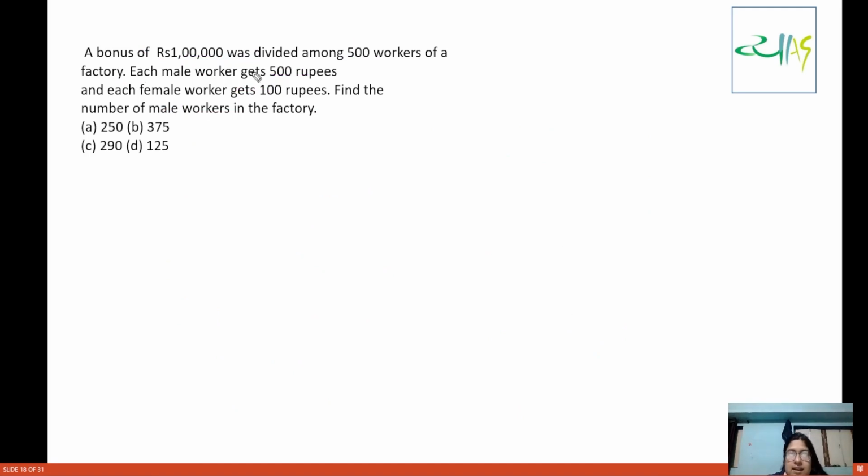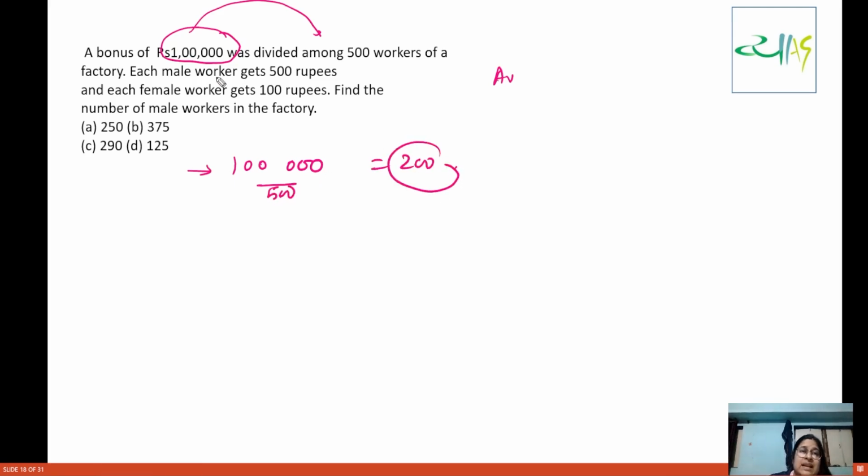Once again, you can see what we did here was like in the earlier question, we calculated average speed. Similarly, here we calculated the average sum given to each worker. So average we got how much? 1 lakh divided by 500. So that became 200. Now each male worker gets 500 rupees and each female worker gets 100 rupees. So find the number of male workers in the factory. So how are we going to find the number of male workers?